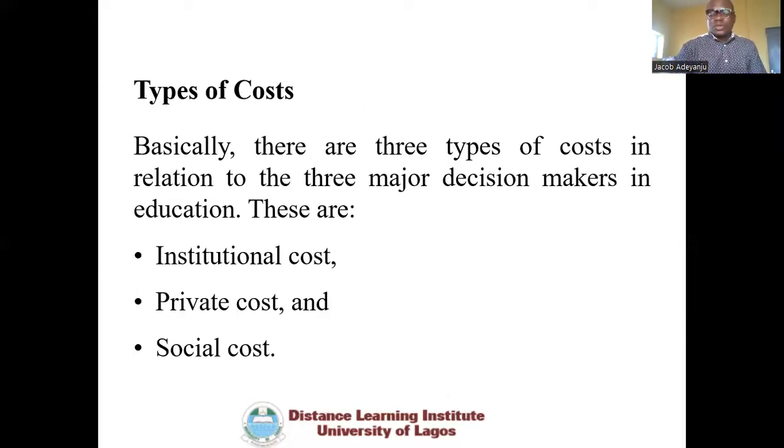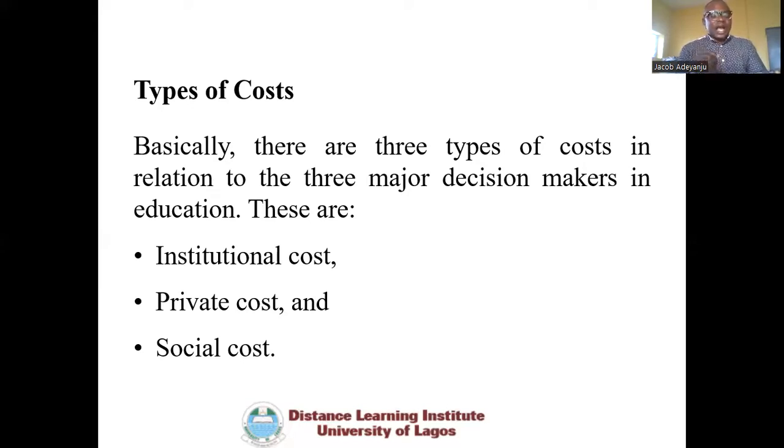Let's go to the types of cost. Basically, there are 3 major types of costs in relation to the three major decision makers in the education system. In this case, we have the institutional costs, the private costs, as well as the social costs. Let us start with the first one, institutional costs.